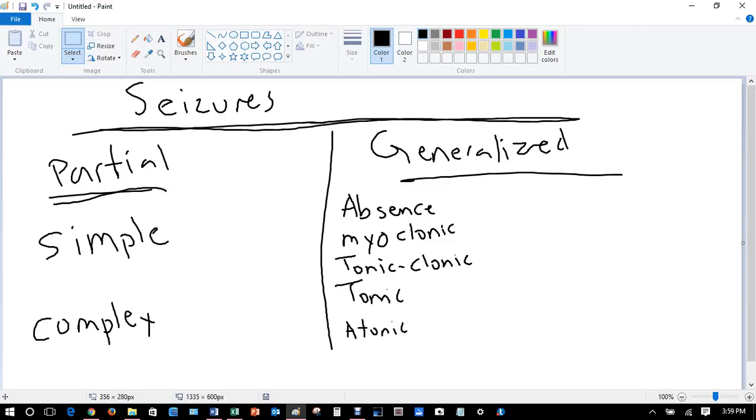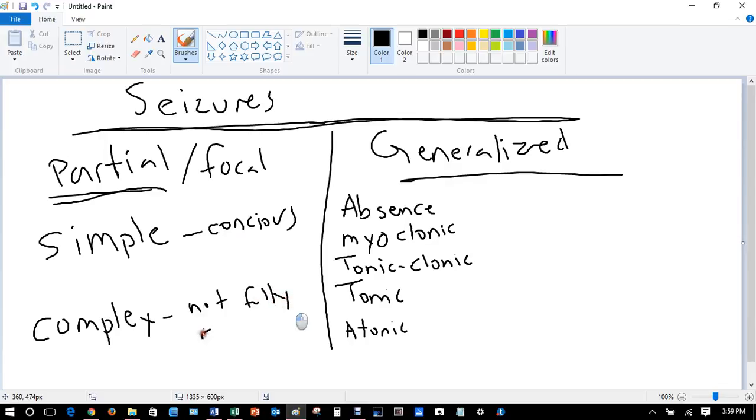Okay, and it can secondarily generalize. So it can start out as a partial seizure or a focal seizure, and then later on it can turn into a generalized seizure. So there's two types here. There's simple and there's complex. And the only real difference between these is that with simple they are fully conscious, and with complex they are not fully conscious. That's really the only difference here. So simple, conscious; complex, not fully conscious.